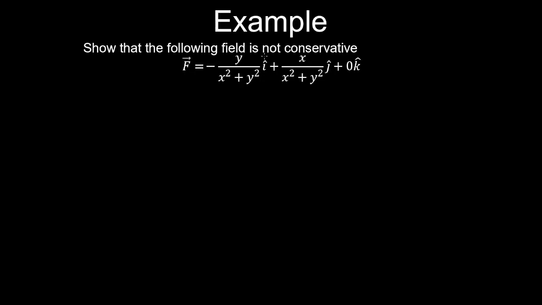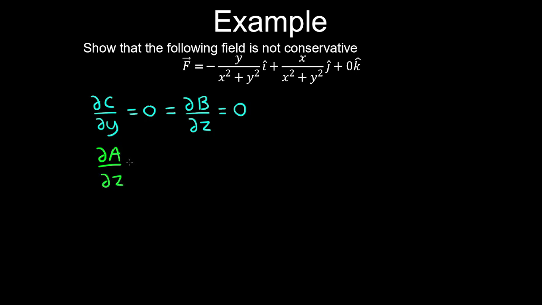Show that the following field is not conservative. So using the component test, we take the partial of the third term with respect to y, which equals 0, and take the partial of the second term with respect to z, which is also equal to 0. So this condition is satisfied. And the next condition is the partial of a with respect to z, which is also 0, and the partial of c with respect to x is also 0. So this condition is also satisfied.